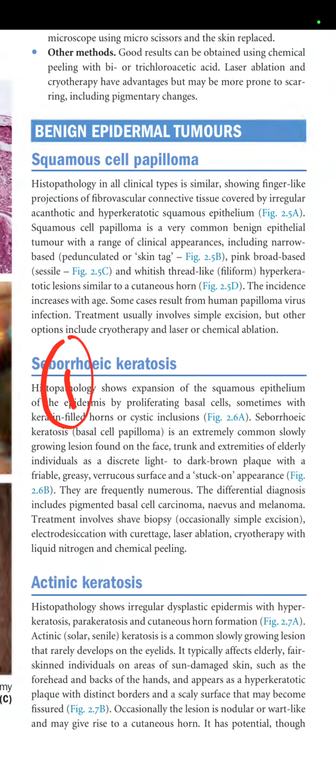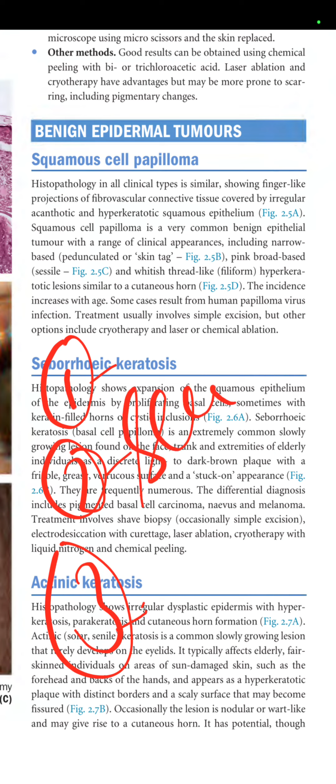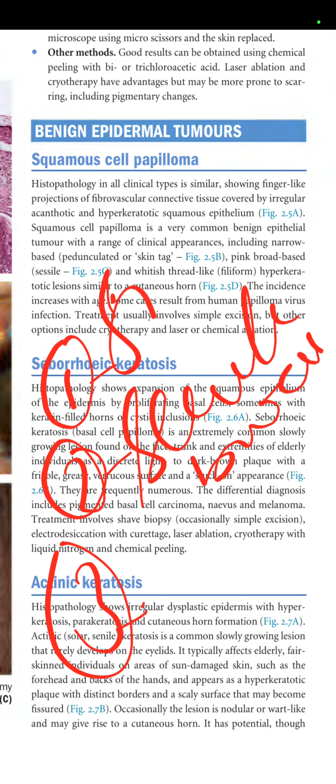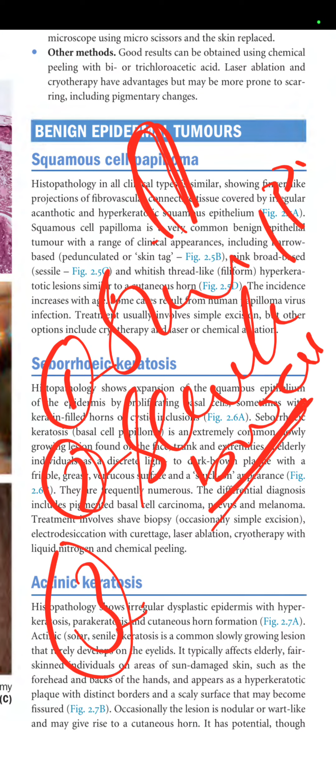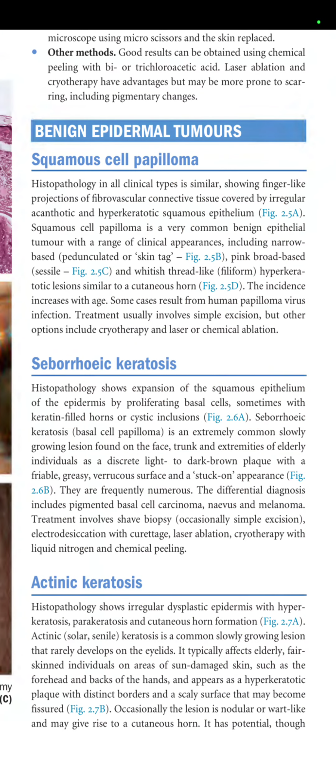So basically, there are three types of squamous cell papilloma. Number one is sessile, which has a broad base. Second is like a skin tag, which is pedunculated, with a narrow base. Third is a whitish filiform thread-like lesion. It is usually associated with HPV virus, and for treatment you usually excise it, or you can ablate it, or use laser or chemical ablation.